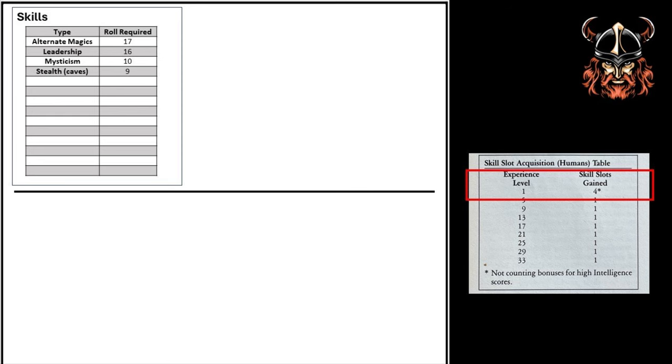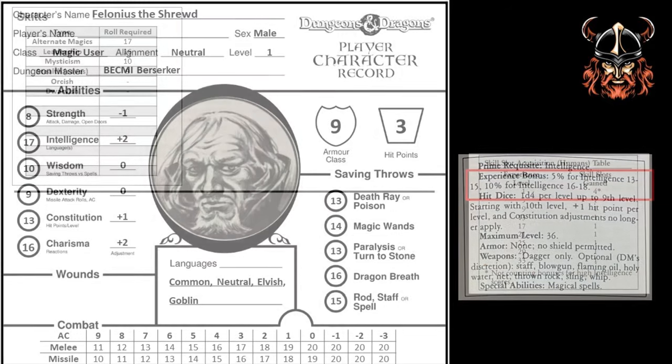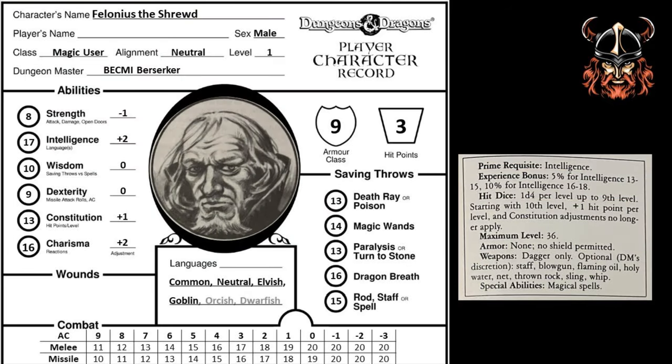These are recorded on the sheet along with their relevant ability score values, which must be rolled equal to or under to succeed in a skill check. With his remaining 2 skills, he will take the language skill twice, electing Orcish and Dwarfish. Felonius wants to take advantage of that high charisma of his as much as possible. The language skills do not require skill checks, as those languages are now known, so we'll put them into the language section on the front of the sheet, here.